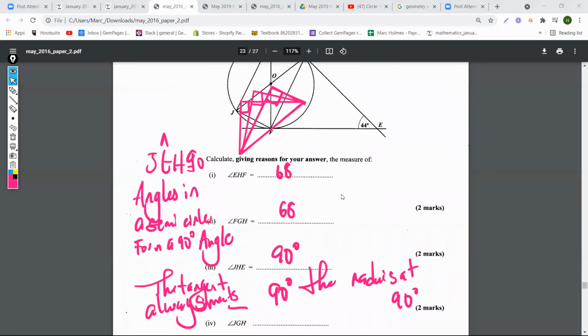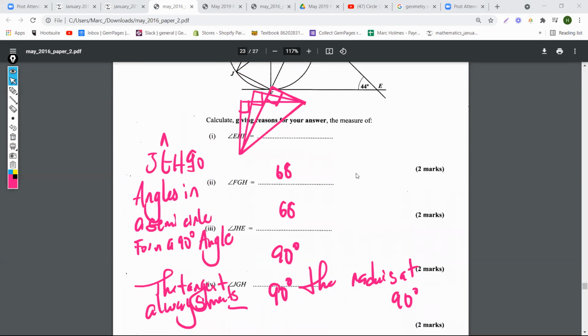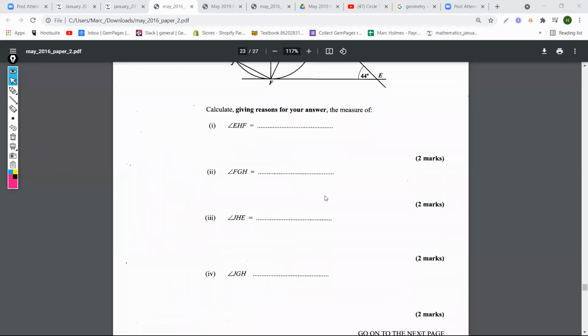But guys, everybody okay with this one? I think this one is okay. Anybody need more clarity with anything here? So it's 68, 68, 90, and 90 for sure. Cool, and let's move on.